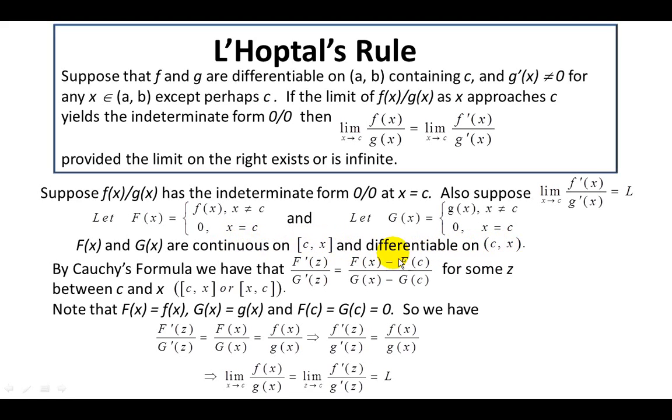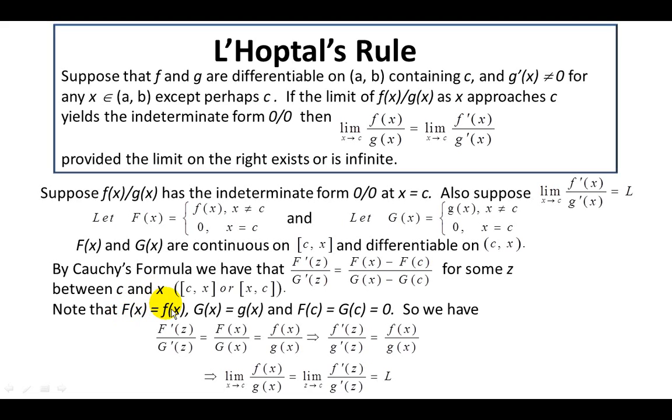But here's the thing. By Cauchy's formula, we have that capital F prime of z over capital G prime of z is equal to capital F of x minus capital F of c over capital G of x minus capital G of c for some z between c and x. So this is Cauchy's formula.